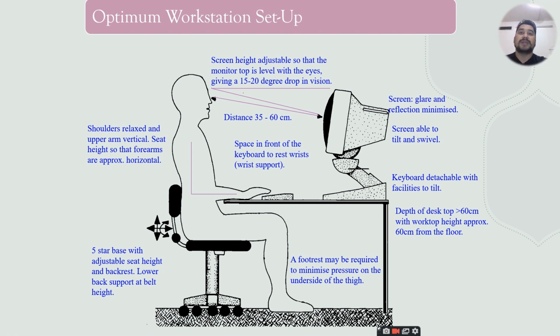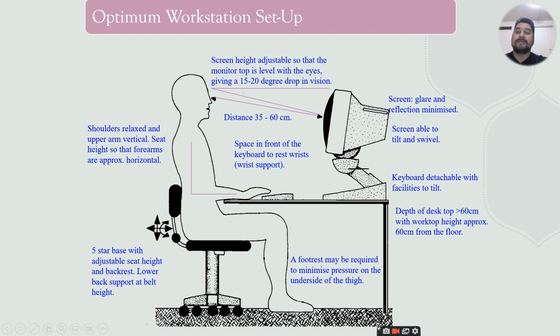The space in front of the keyboard for wrist support should be there. It should not be too close to the edge of the table. After that, shoulders relaxed and upper arm vertical. Set height so that forearms are approximately horizontal. 5-star base, adjustable seat height and backrest. Lower back support at back height. So lower back support at the back height should be there also.